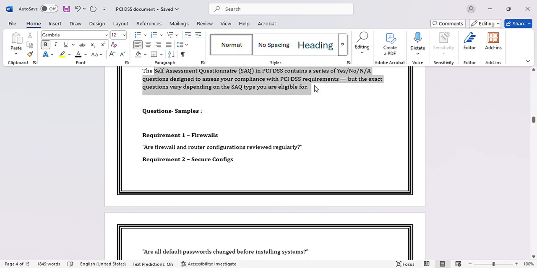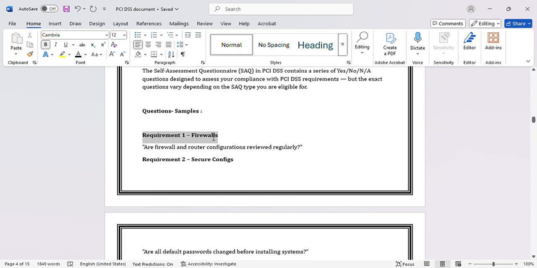SAQ is very brief, with only yes or no questions asked by PCI, because they are processing very minimum data. So that is the reason it comes under the SAQ. Okay, let's see what types of questions are involved in SAQ.